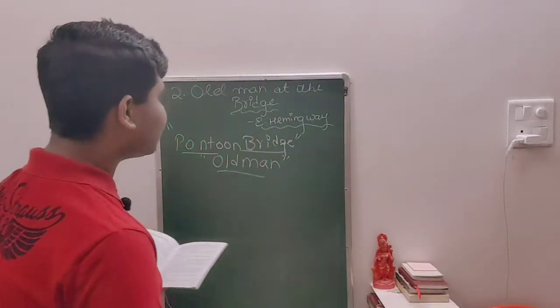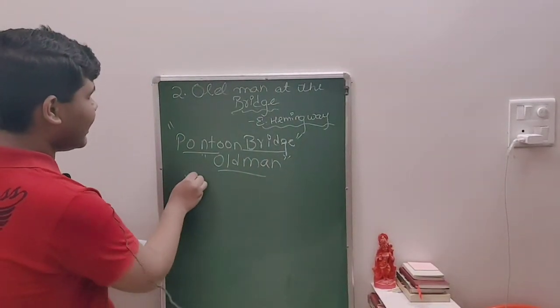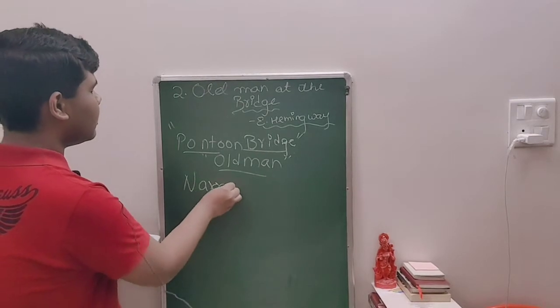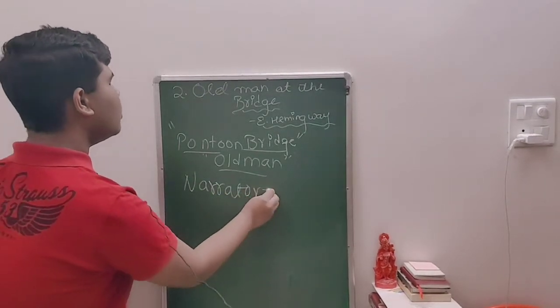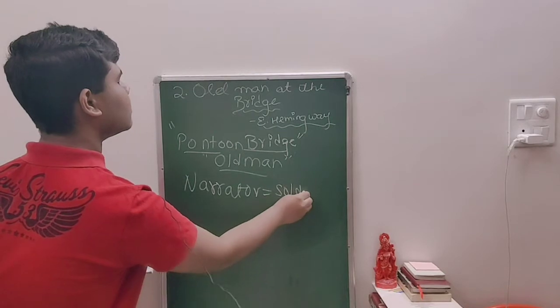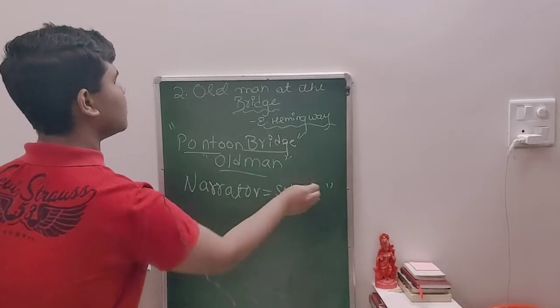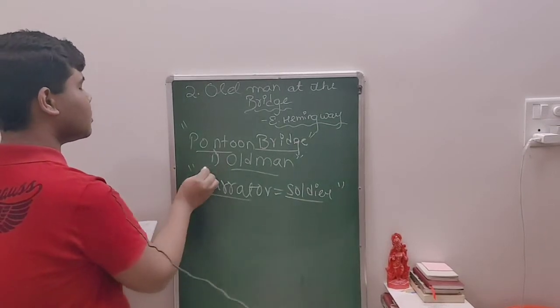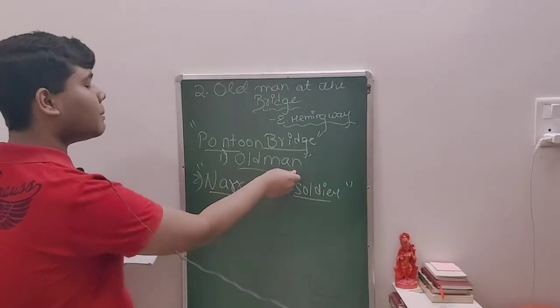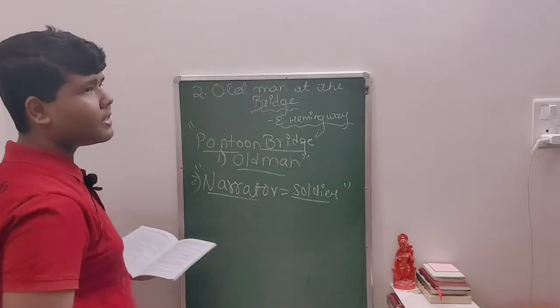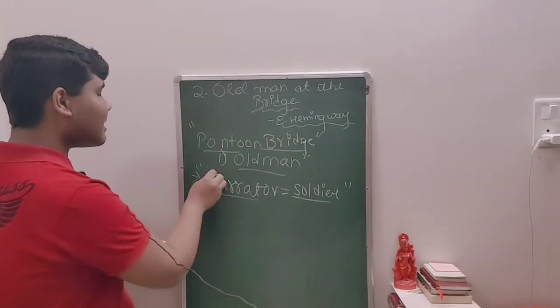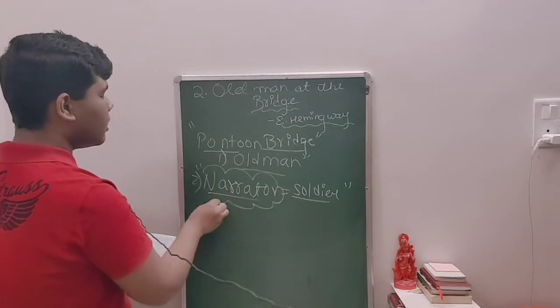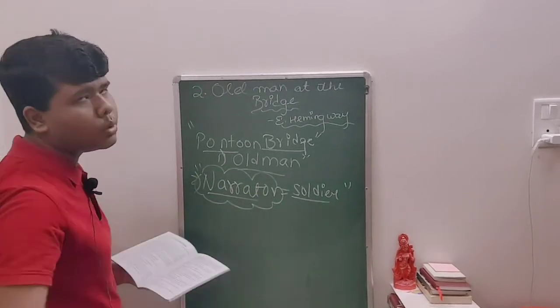Now there is another protagonist, a narrator who is a soldier. So we have two protagonists in the story, 1 and 2. The old man is the first protagonist and the narrator is the second protagonist. The narrator is narrating the whole story of the old man at the bridge.